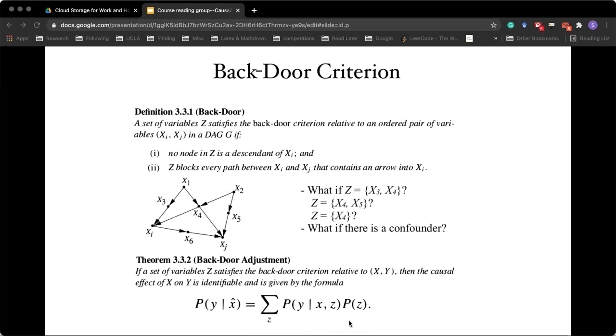But here, the general case is: how do you know which kind of variables you should condition on? Because in the previous example, there was only one factor, the stone size. But in a general case, what kind of variables should you condition on? That's the Z set, and the Z set should satisfy the backdoor criterion. That's the backdoor adjustment. The interpretation of this backdoor adjustment, we can regard it as exactly the same understanding as the previous example.